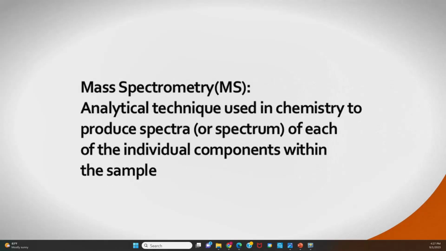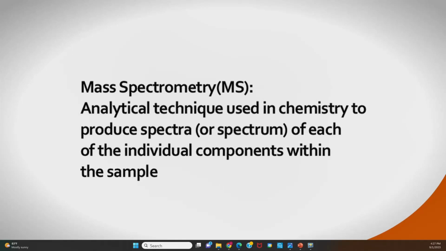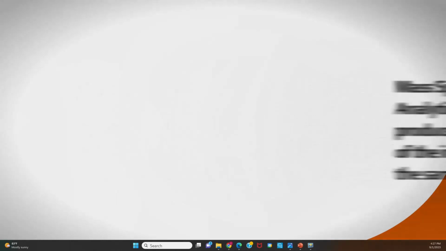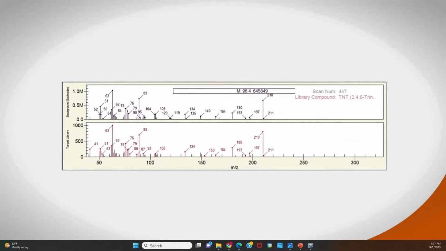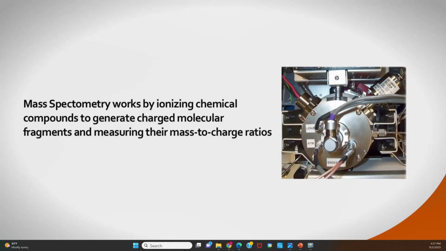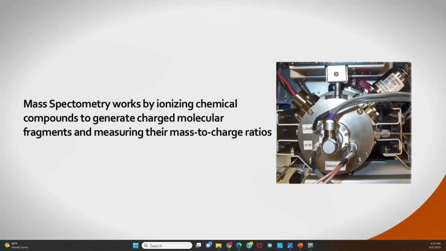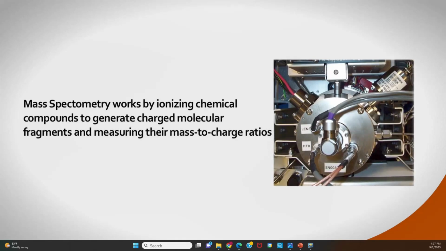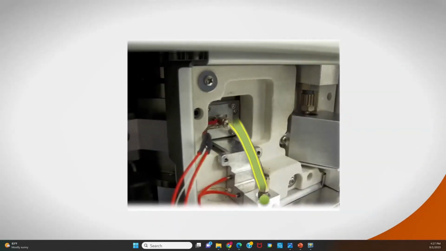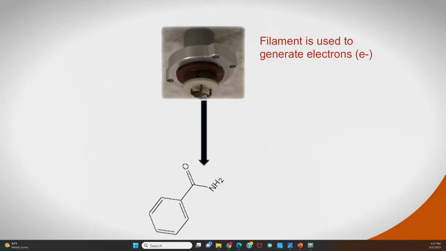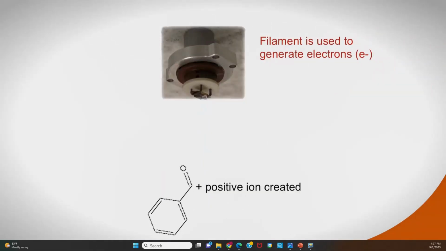Mass spectrometry, or MS, is used to produce spectra, or a unique spectrum, of each of the individual components within the sample, thereby providing their chemical identity. MS works by ionizing chemical compounds to generate charged molecular fragments and measuring their mass-to-charge ratios. After passing through the GC column, the molecules are blasted with electrons at 70 electron volts, which cause them to break into unique fragments that turn into positively charged particles called cations.